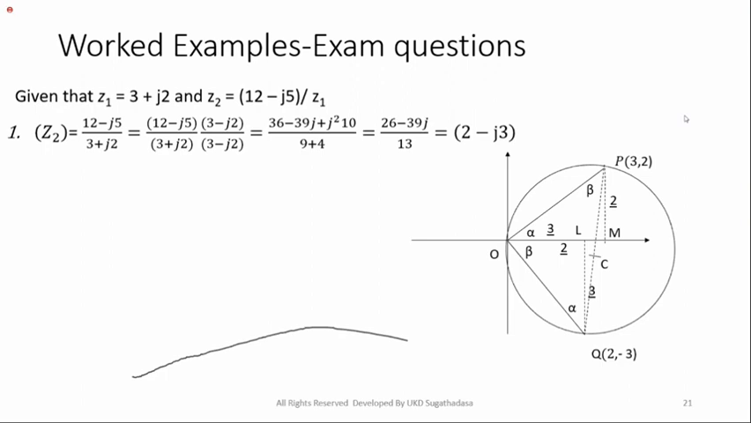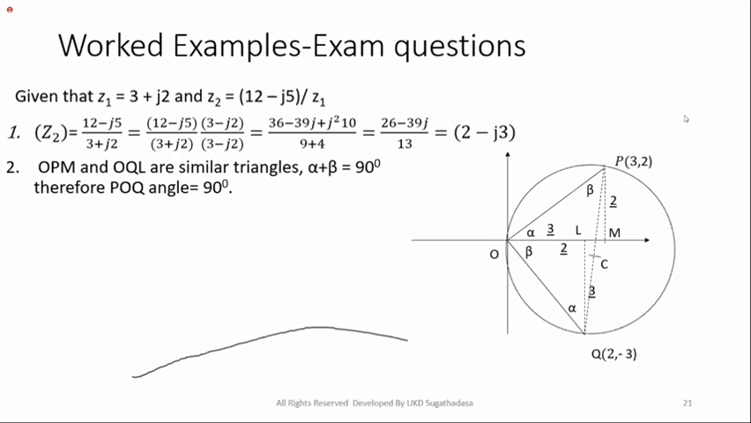Alpha plus beta is 90. So what is the POQ angle then? That is also alpha plus beta, no? That is also alpha plus beta. So therefore, the angle OPQ is 90 degrees. You can see now, OPM and OQ are similar triangles. Alpha plus beta is 90 degrees. Therefore, the POQ angle is 90.